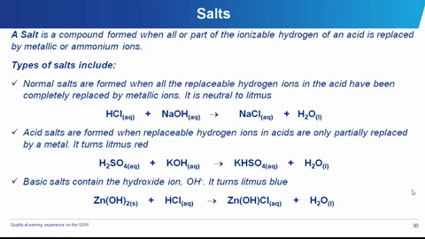Well, we have different types of salts. We have the normal salts. Table salt is a normal salt. These salts are neutral to litmus, and they are just normal salts, as the name implies. We have the acidic salts. Acidic salts are acidic in nature.